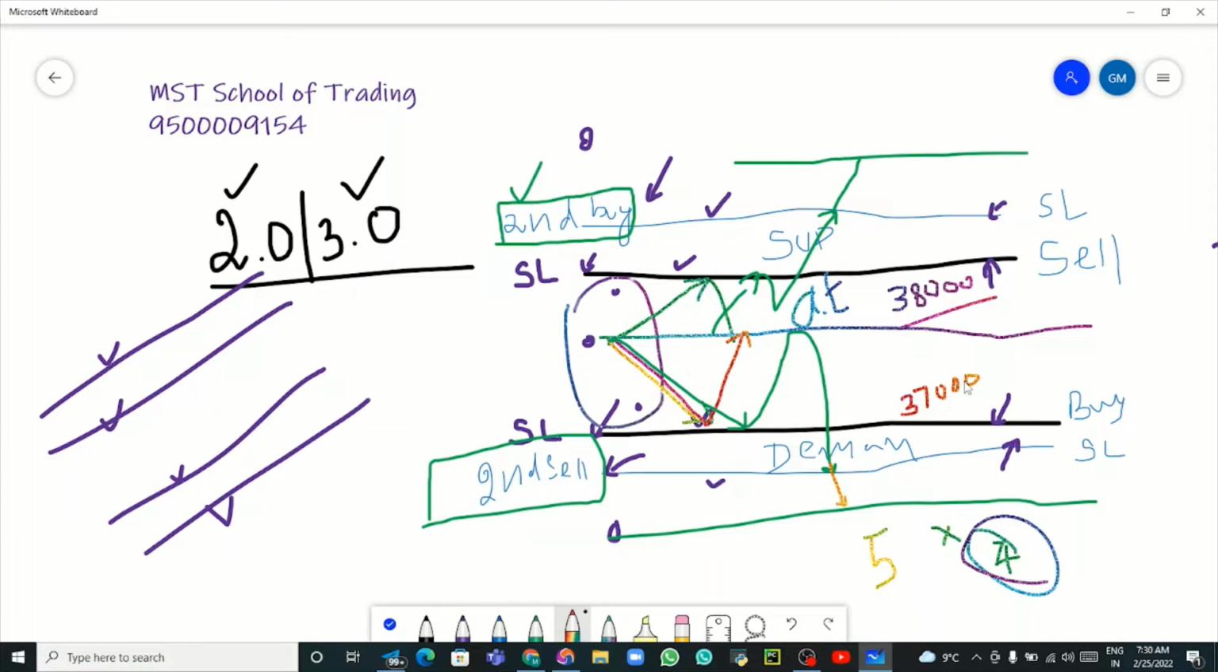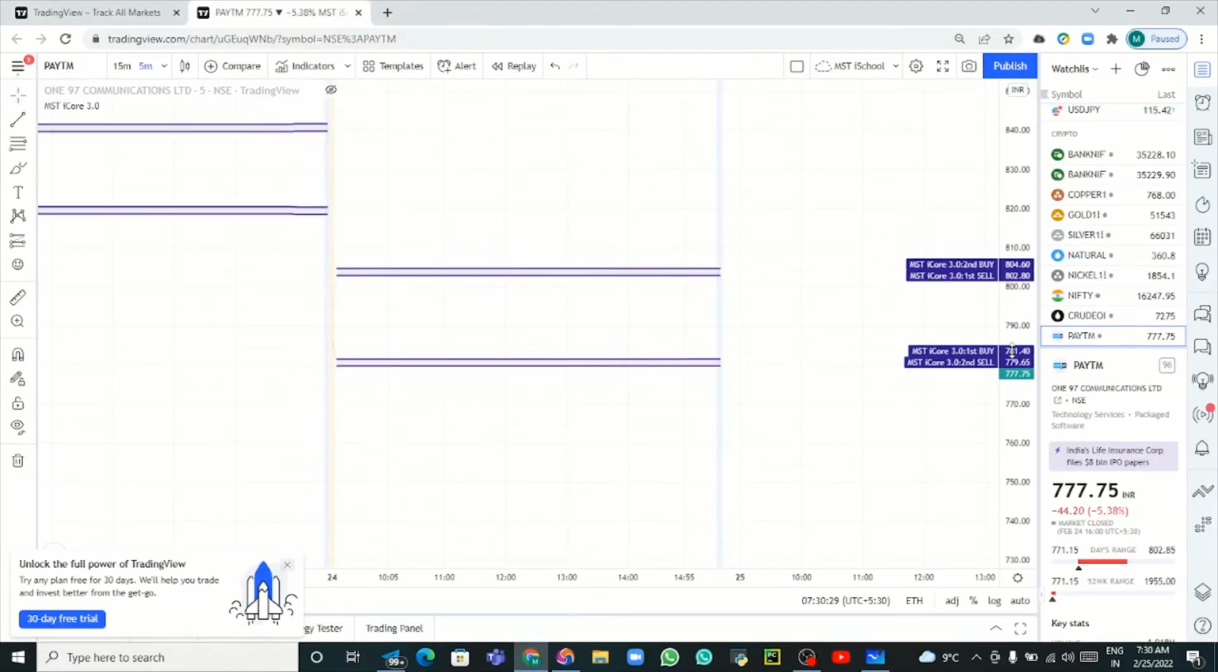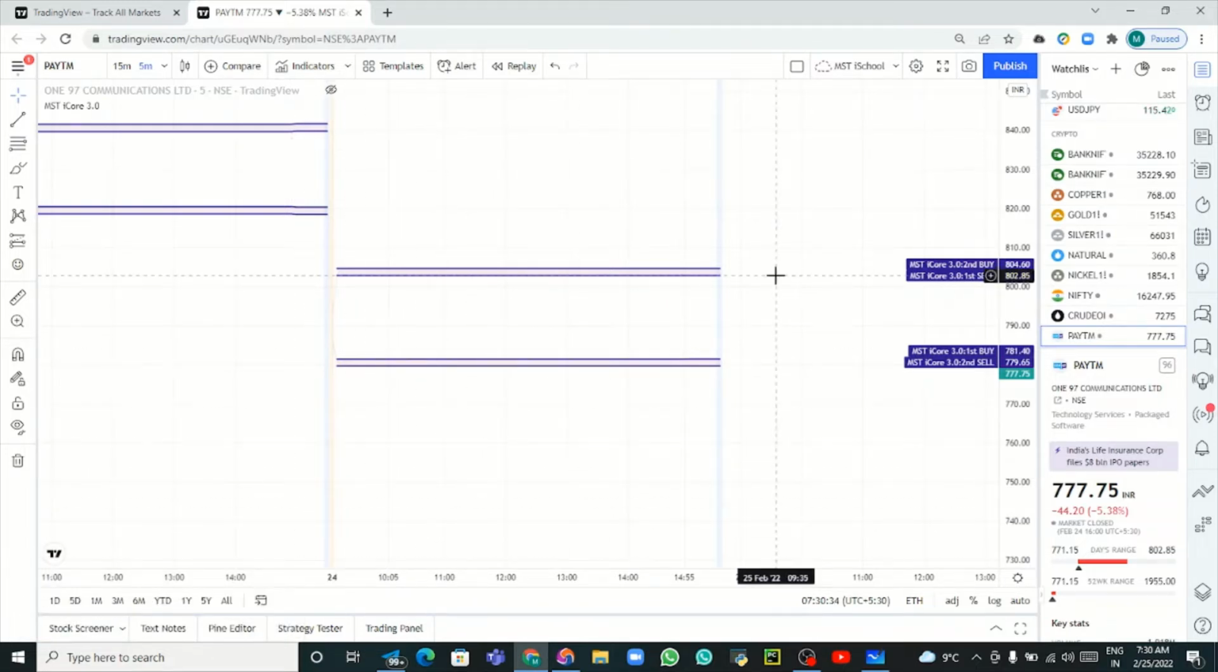It will work in all the market. In fact, it will work very perfectly. I show you an example. So what I shown you in the explanation section, the same thing is there in our indicator now.